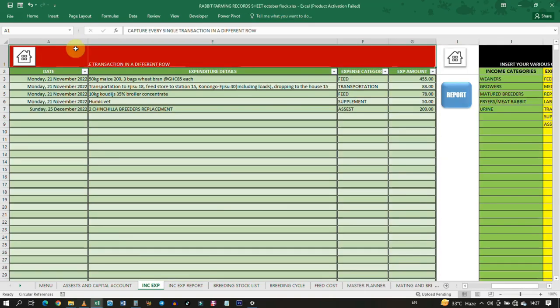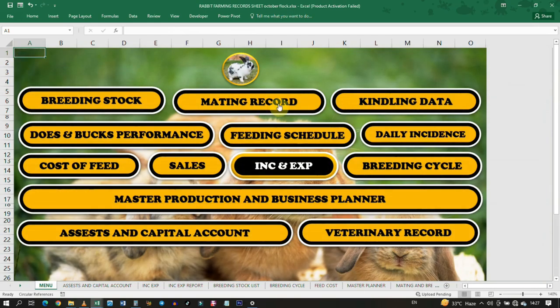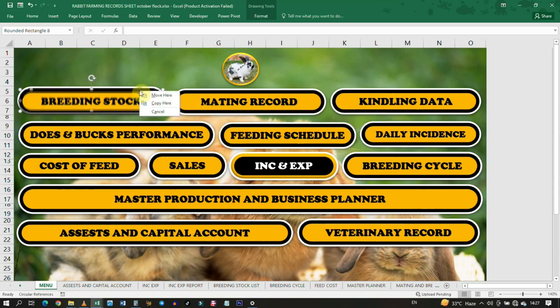So that is it. Okay, this is what this rabbit thing is all about. It's a very compact thing, and a massive program for all rabbit farmers. It works the same way for other livestock. You know that there are different terms, there are different conditions to taking care of them. That is why they've been separated.